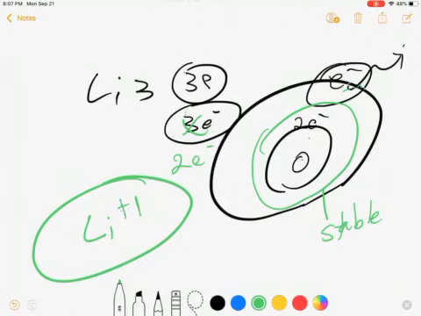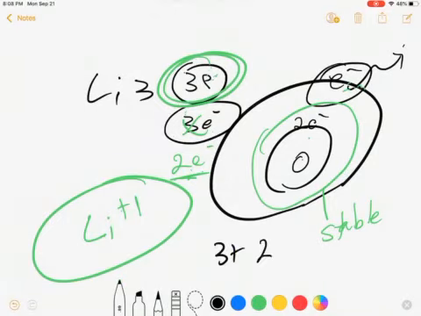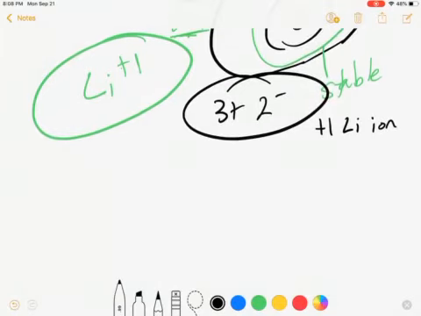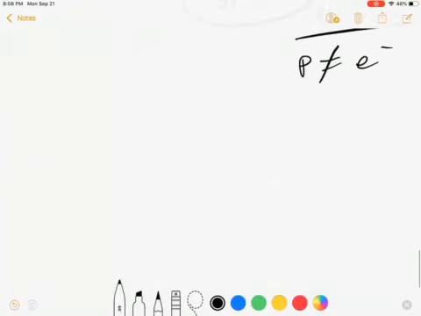Why does it have a +1 charge, Mr. Murray? Well, we just went from 3 electrons to 2. We still have our protons here. So we have a 3 plus and a 2 minus, and that gives us a +1 charge for the lithium ion. Why is it an ion? It's an ion because the protons do not equal the electrons. Are you guys good? All right, so there's the ion story.